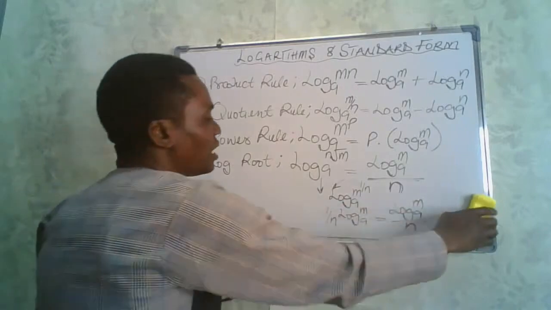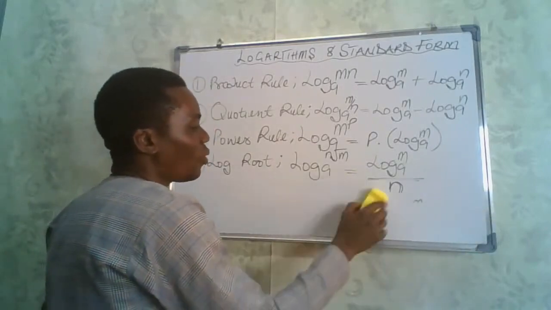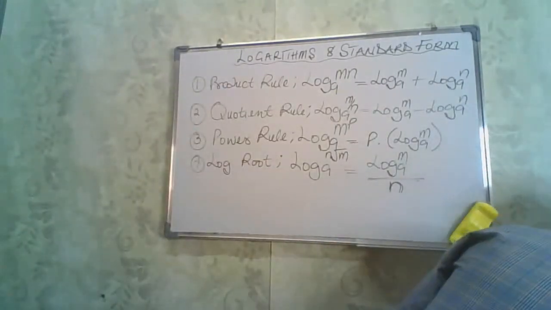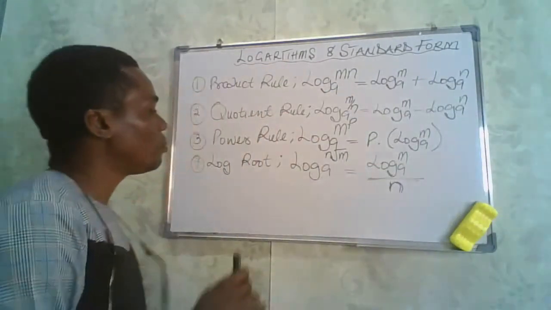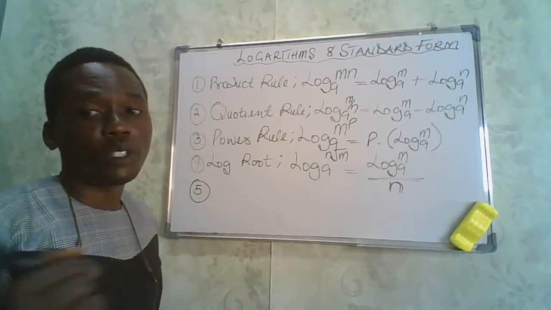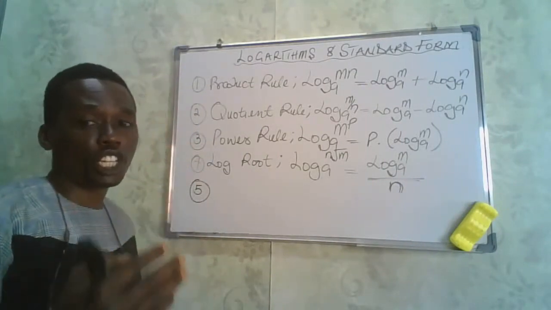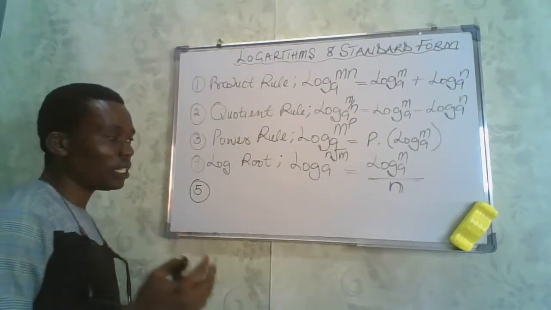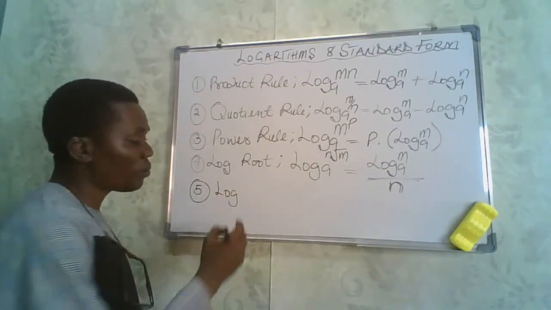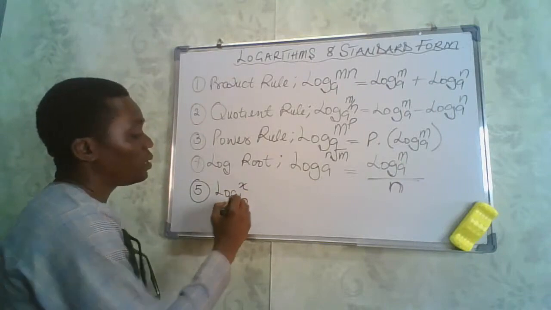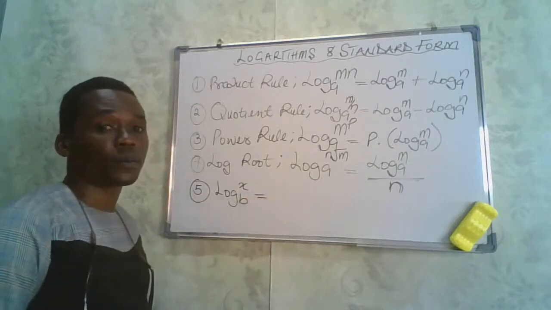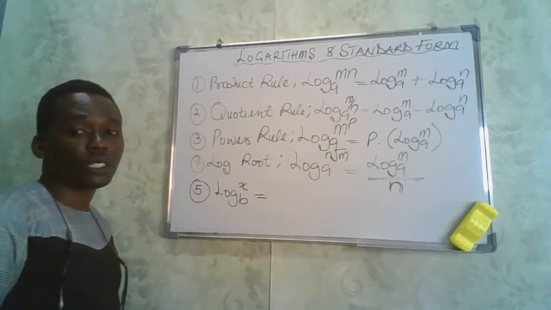And now that is that. Now let's consider another rule in logarithm, rule 5. We are going to call this rule the logarithm base change rule. Now, what does that tell us? If we are given the log of x base b, we call this the logarithm base rule.